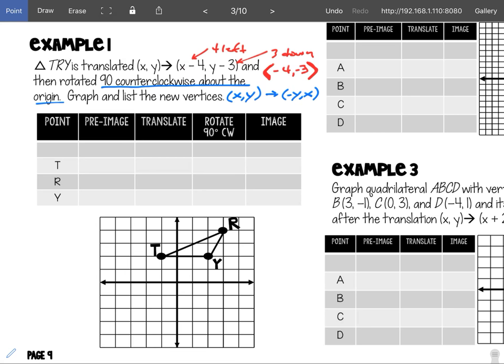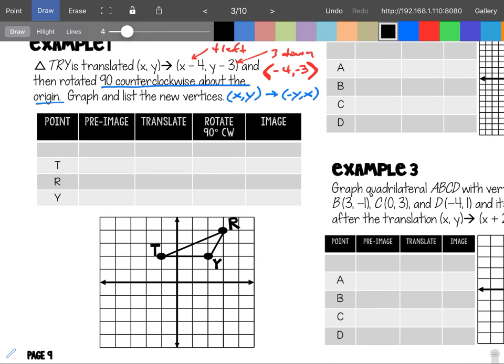Okay, so anyways, let's do this thing. For TRY, the first thing we got to do is write the original coordinates down. Point T is 1 left, 2 up. So 1 left, 2 up. And then point R is 3 right, 4 up. And point Y is 2 right, 2 up.